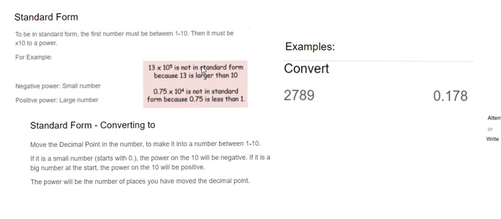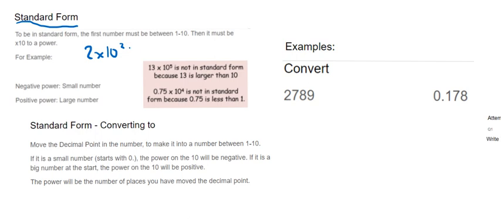Hey guys, so this is about converting to standard form. To be in standard form, the first number must be between 1 and 10, then it must be times 10 to a power. An example of a number in standard form would be 2 times 10 to the power of 2. There, the first number is between 1 and 10, and then it's times 10 to a power.